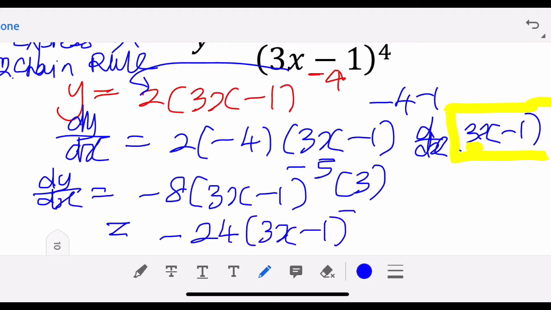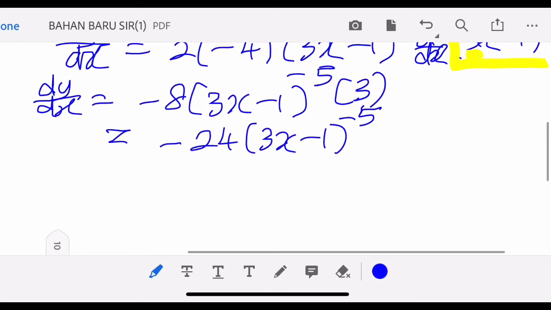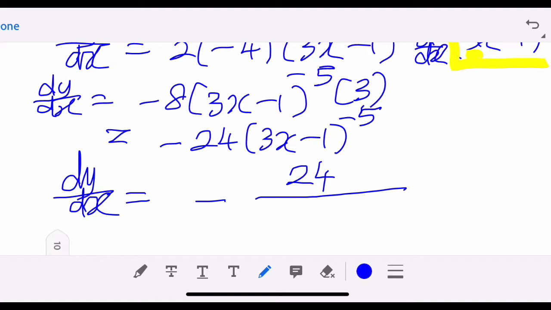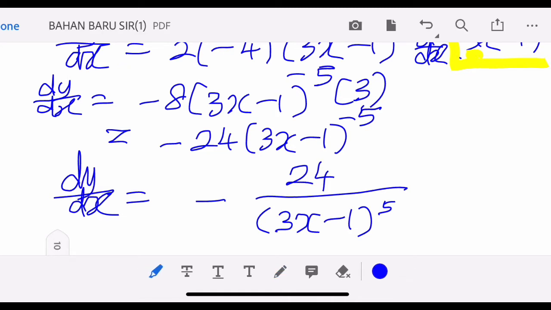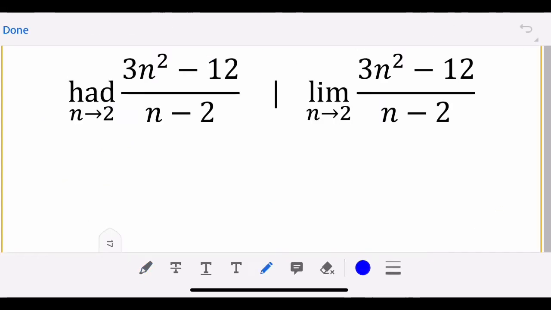Okay, so now we just multiply the 3 to the negative 8, it becomes negative 24, then bracket (3x minus 1) to the power of negative 5. So finally, you have to express your answer in fraction like this, so that the index negative 5 will go down and become positive. That is the so-called simplest answer, alright? Okay, don't forget to differentiate in the bracket.